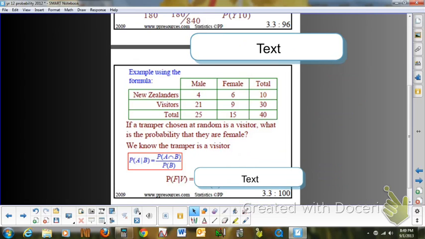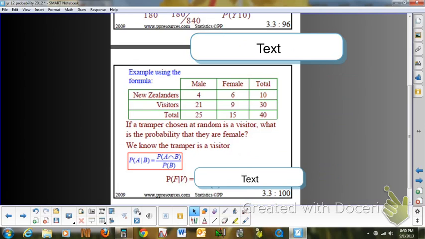And finally, let's look at another example just to consolidate this. We have some information about a tramper. If a tramper chosen at random is a visitor, what is the probability they are female? There are 40 trampers chosen at random. You've got to think about what the given part of this is. The given is that they are a visitor. What is the probability they are female?